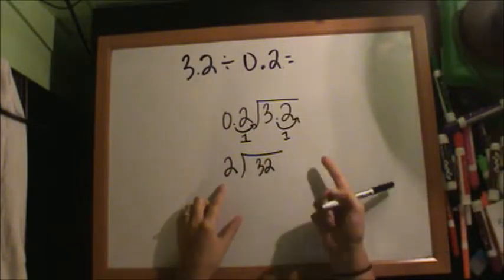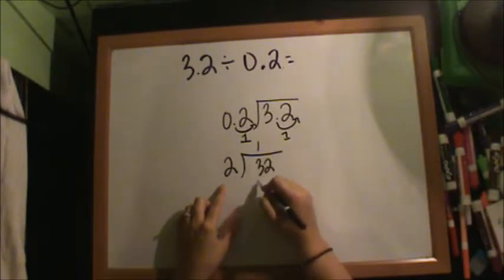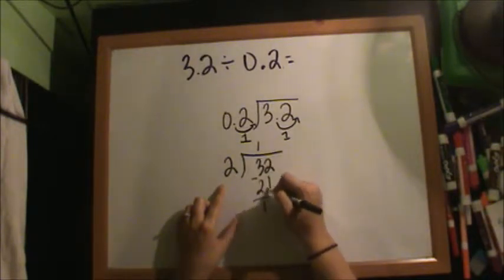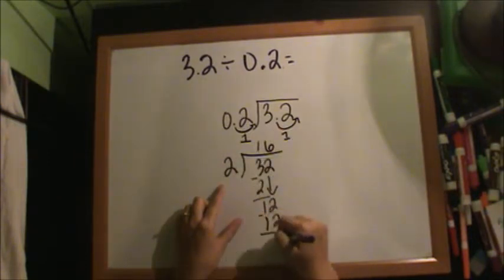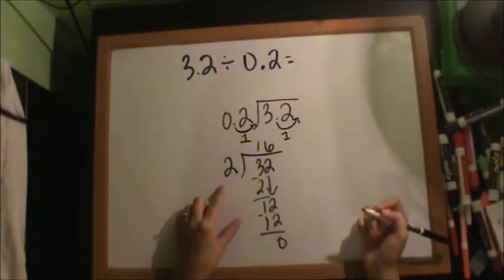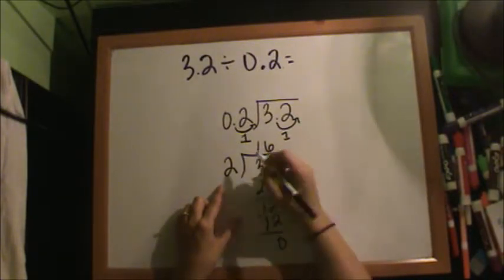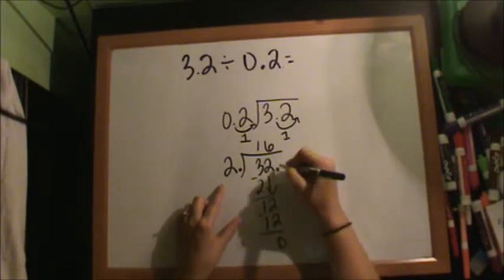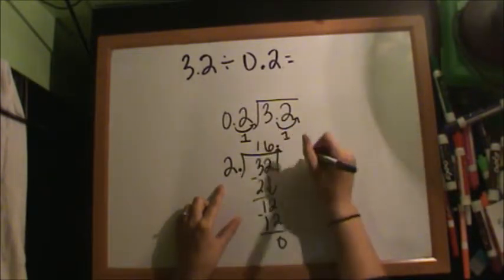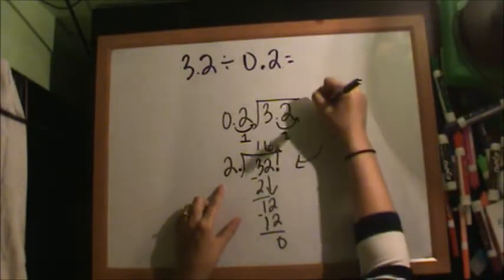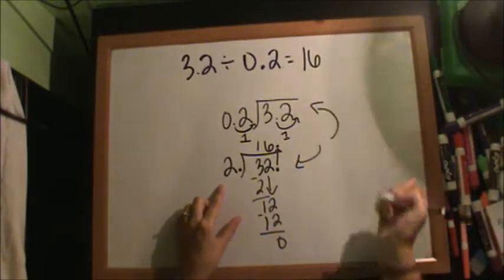So you can look at this and say it's 16, or you can go ahead and work it out. 2 goes into 3 one time, gives you 2, subtract it out, bring down your 2, 2 goes into 12 6 times, and you have no remainder. So for the answer, you're going to leave the decimal place where you moved it. So this is 2 and 32. You're just going to leave it where it is in this problem, not this one. So your answer is 16.